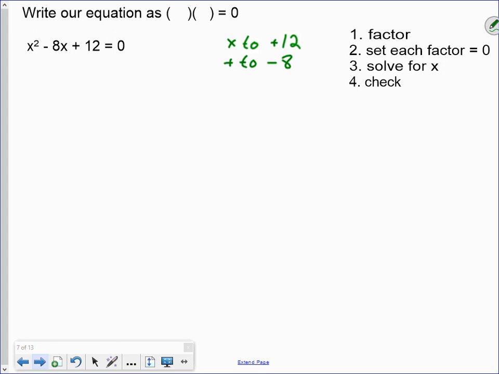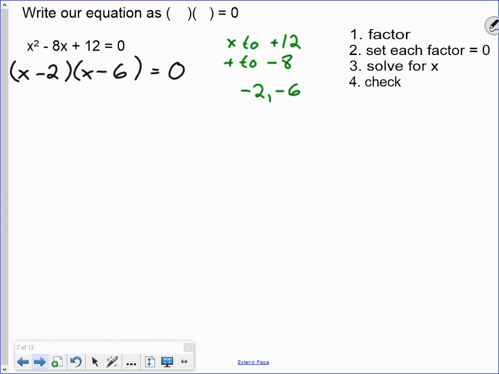Those two numbers are going to be negative 2 and negative 6. When we're factoring this, we know we're going to have two terms like this. The first term in each one has to be an x to get the x squared at the beginning, and then we're going to put our two numbers into the brackets as well. Now this is an equation, so this whole thing is still equal to 0.